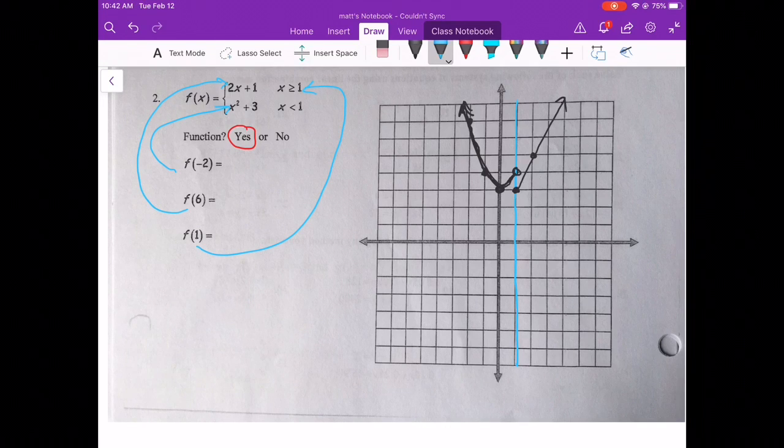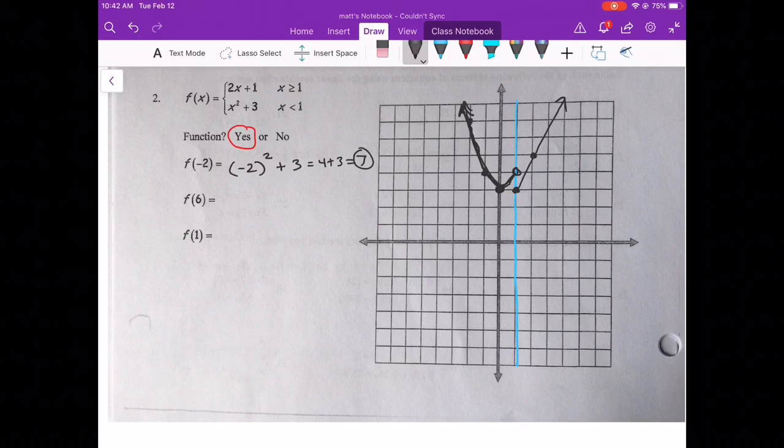So that's what I'm going to do when I plug in. I've got to know which piece to plug into according to the domain. So let's go ahead and figure that out. If x is -2, then I'm going to substitute that into this quadratic. So -2 squared plus 3. -2 squared is 4, and then 4 plus 3 is 7. So what's the functional value when x is -2? 7. All right. What's the functional value when x is 6?